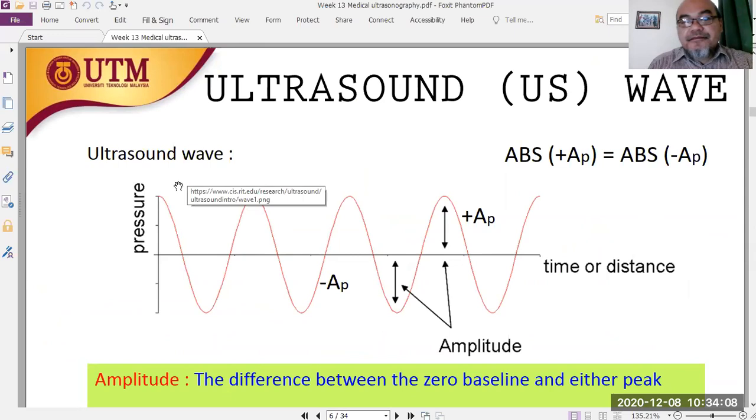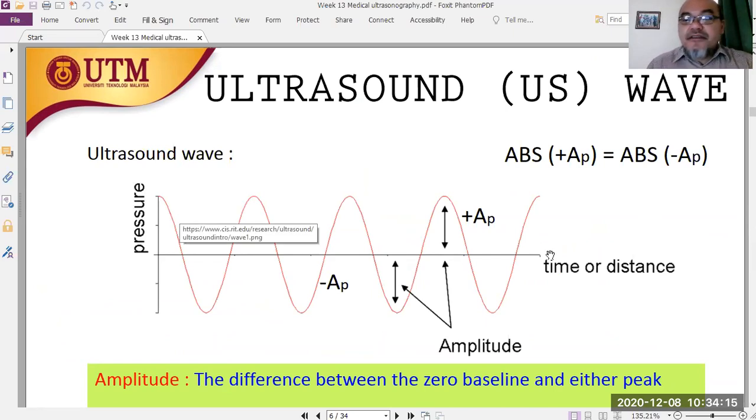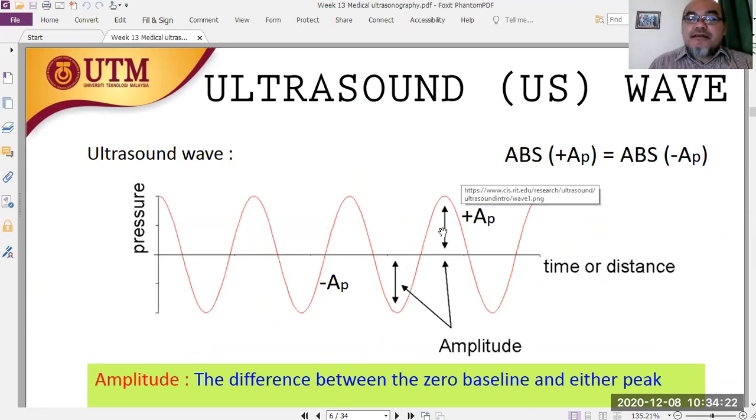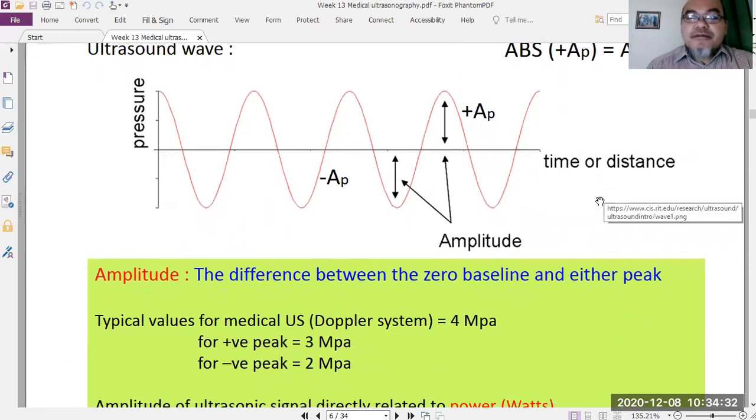So this is an ultrasound wave pictured as pressure as a function of time or distance. It has an amplitude, a positive peak and a negative peak. The absolute value of the positive peak amplitude equals the absolute value of the negative peak amplitude. The amplitude is defined as the difference between the zero baseline and either the positive peak or the negative peak.